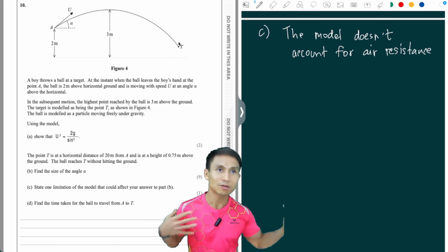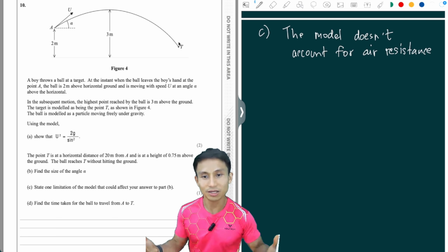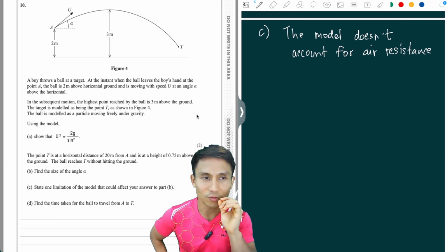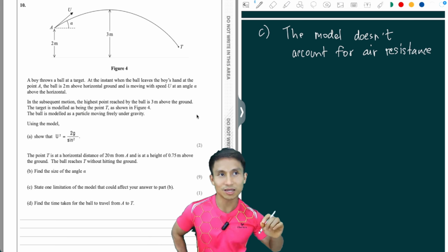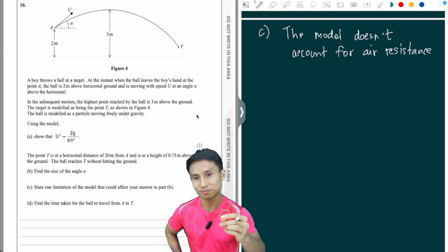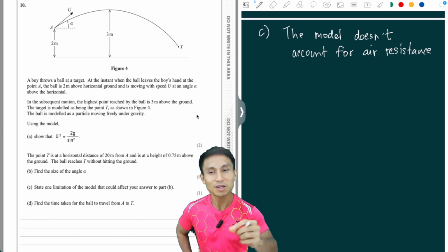But there are other aspects too. Because we say that the ball here is a point, because it says here being the point T, right? So what's wrong with being a point? Well, when you assume something as a particle, you don't include the shape. Now, what's wrong with having a shape then? Well, the shape can do a lot.